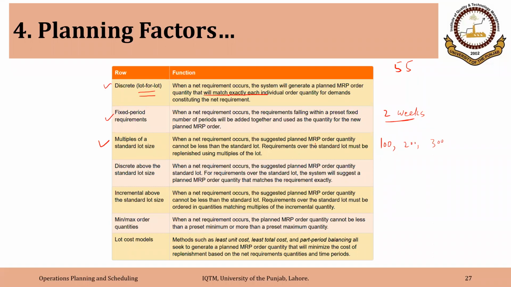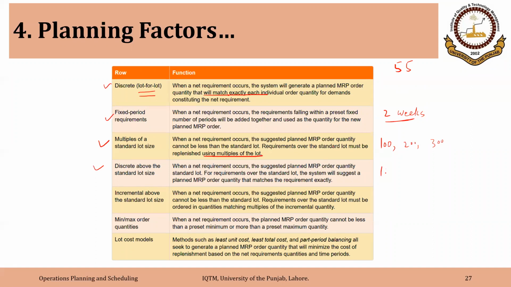So the suggested planned MRP order quantity cannot be less than the standard lot. Requirements over the standard lot must be replenished using multiples of the lot. Discrete above the standard lot size: when a net requirement occurs, the suggested planned MRP order quantity is a standard lot. For requirements over the standard, the system will suggest a planned MRP order quantity that matches the requirements exactly.